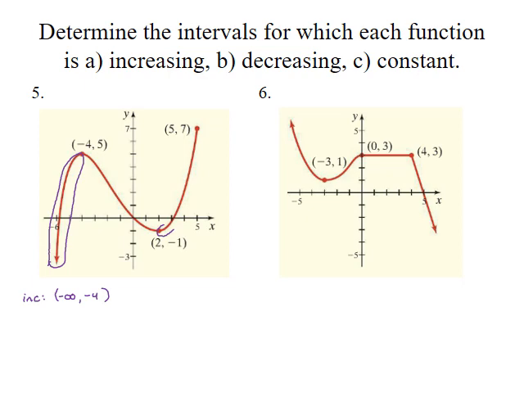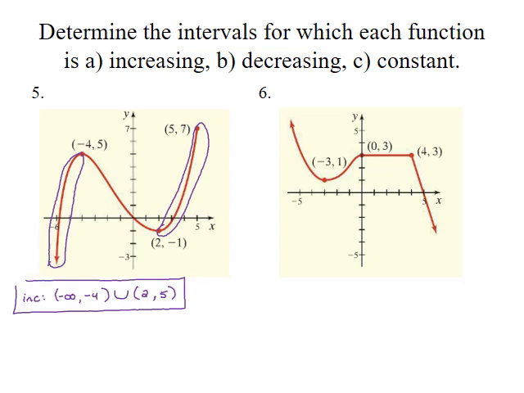There's also a second interval, the third piece of the puzzle here. We are increasing from that second point up till the third point. Since there is a gap, you have to go back and use your union symbol. This point has an x value of 2. The last point has an x value of 5. So we are increasing from negative infinity to -4, union 2 to 5.